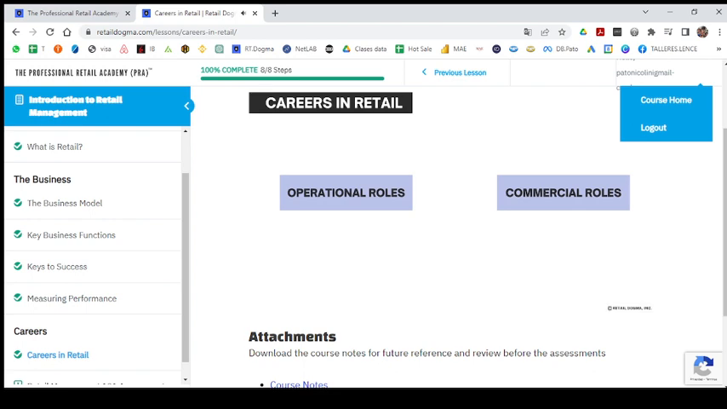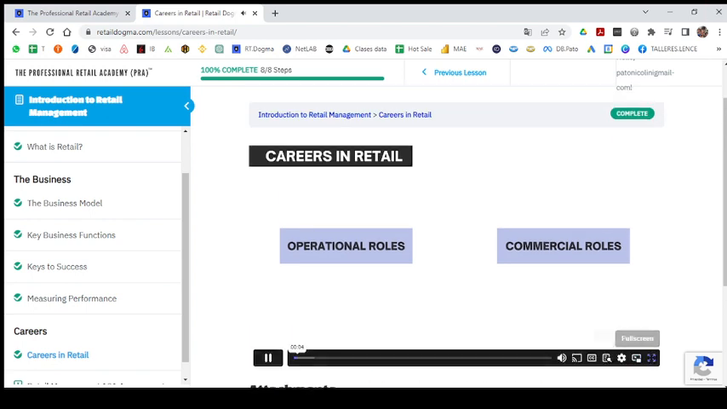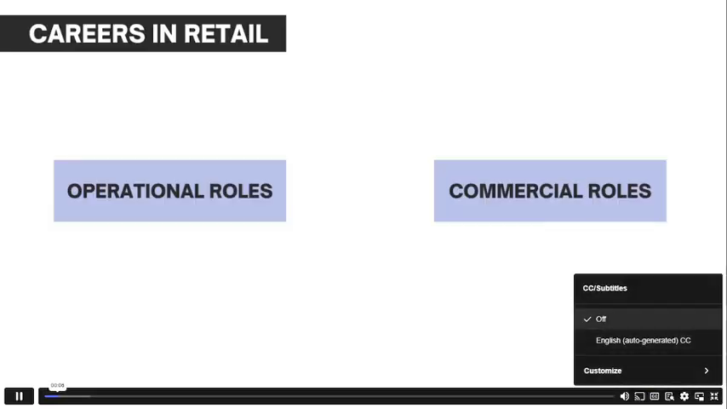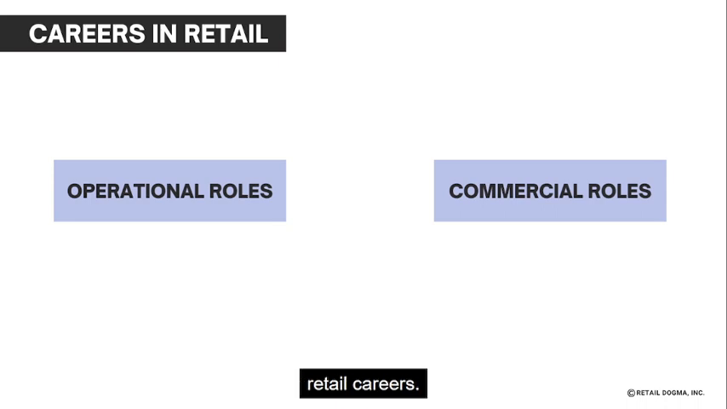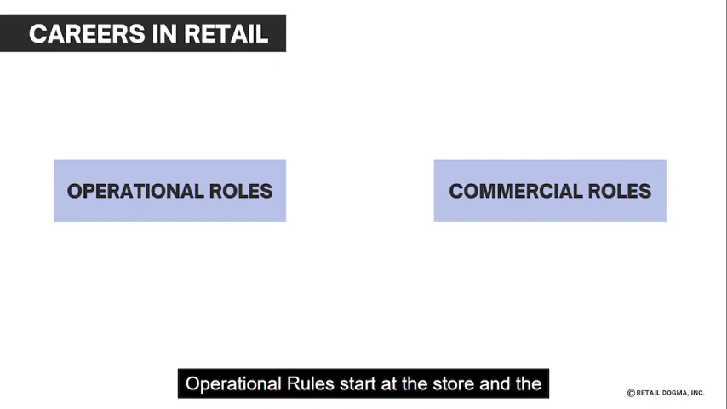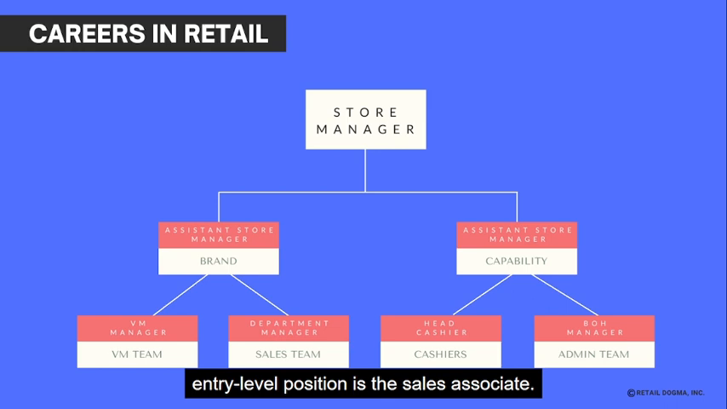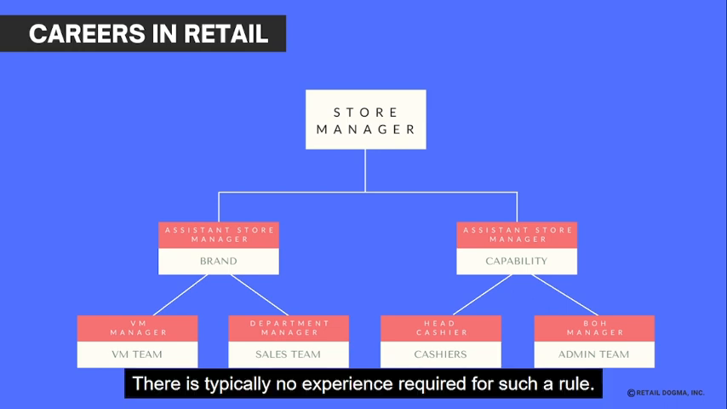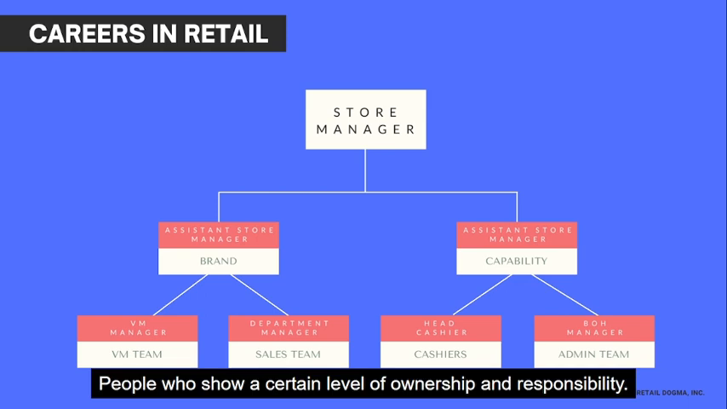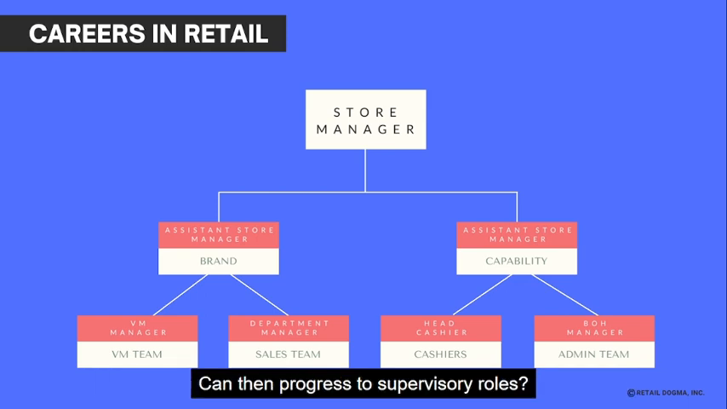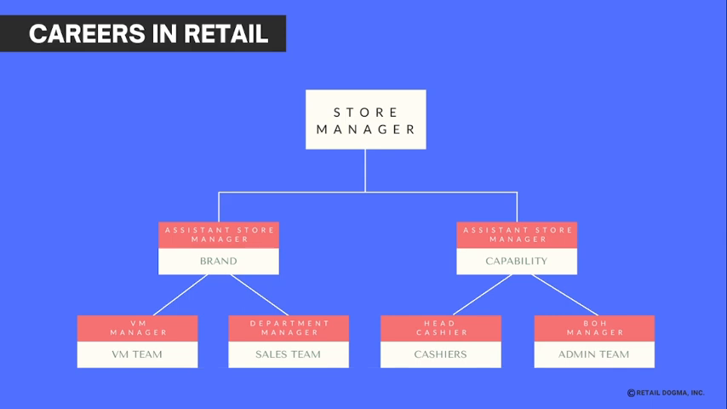There are two main areas to start a career in retail management: operational roles and commercial roles. We start with operational roles and get deeper into it because this is where the majority of people start their retail careers. Operational roles start at the store, and the entry-level position is the sales associate. There is typically no experience required for such a role. People who show a certain level of ownership and responsibility can then progress to supervisory roles.